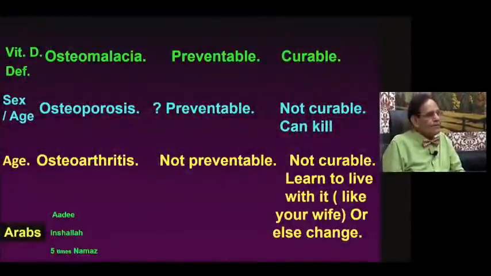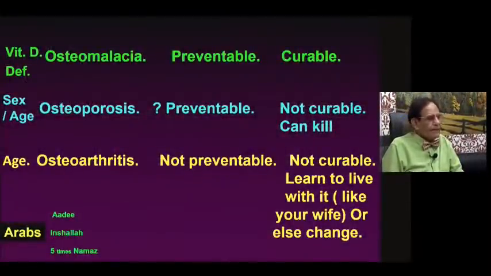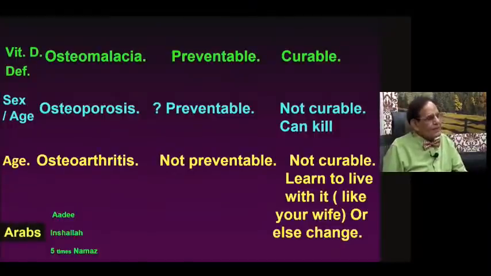So osteomalacia is preventable if you give regular doses of vitamin D, like in America, where all the bread contains vitamin D. Then we come to osteoporosis, which is related to age and sex. Osteoporosis is not a disease of young people. It is a disease of old people, especially after menopause. So in females, after menopause, osteoporosis starts. Who has how much osteoporosis, you don't know. There are no signs, no symptoms. You do the test of bone densitometry.